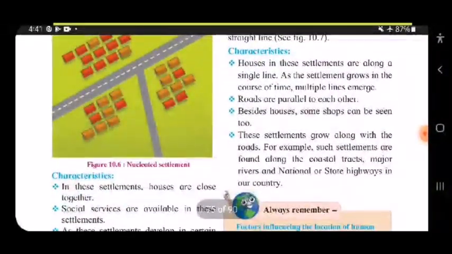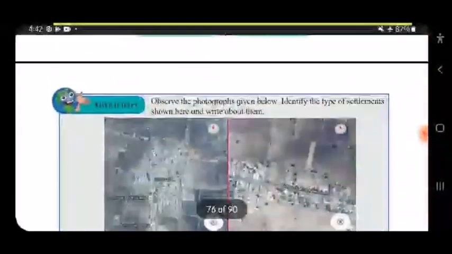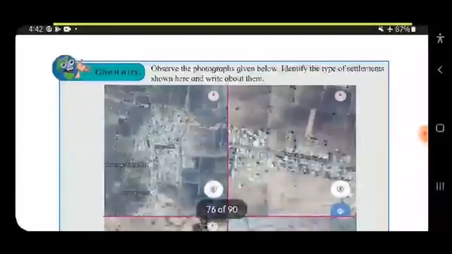Let's see the characteristics. Houses in these settlements are along a single line. As the settlement grows in the course of time, multiple lines emerge. Means close to the road, more and more lines of houses increase. Roads are parallel to each other. Besides houses, some shops can be seen too. Why? There are people staying over there. Slowly, shops also come over there. These settlements grow along with the roads. For example, such settlements are found along the coastal tracks, major rivers and national or state highways in our country. So these settlements you will find over there.